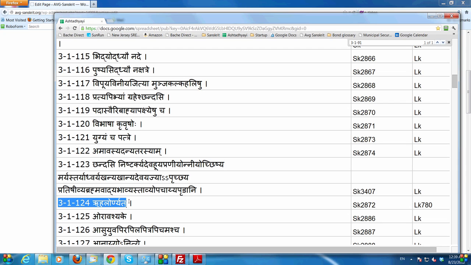Now the next question comes, which is a question we should always keep in mind: for any affix which is added, we have to ask kasmin arthe prayujyate, in what meaning is that affix to be used? Just because we got the affix, we got the form, we got the derivation, sometimes we get lost in the derivation, forgetting the basic fact that this affix conveys some meaning. What is that meaning it conveys?